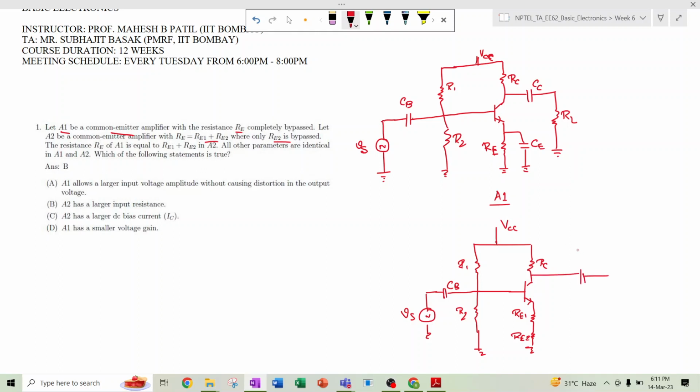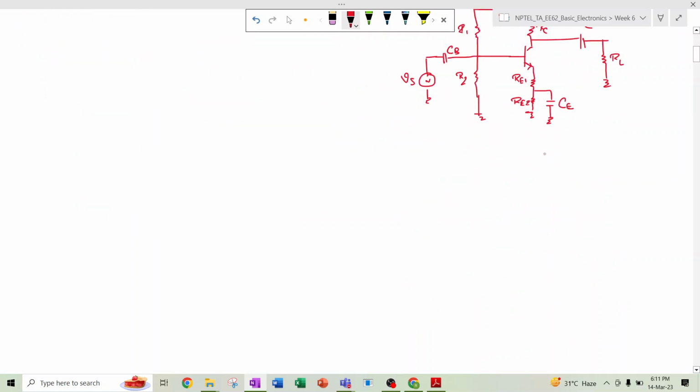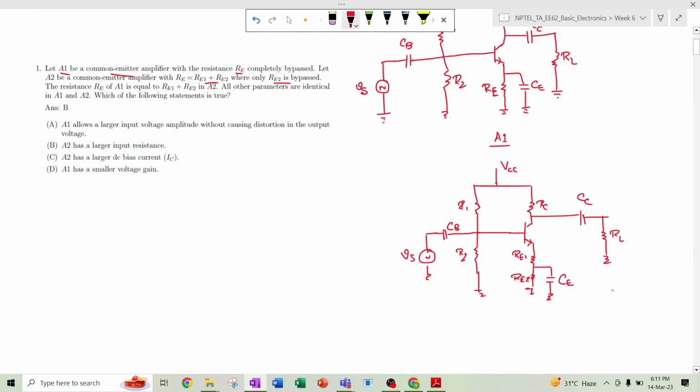Here is another coupling capacitor which is CC, and here we apply a load resistance which is RL, and this RE2 is bypassed by using the bypass capacitor that is connected on the emitter side. So this is the configuration of the A2 common emitter amplifier. For A1, the entire resistance is bypassed by the bypass capacitor CE, and in configuration A2, only a certain amount of the emitter resistance, which is RE2, is bypassed by the capacitor CE.